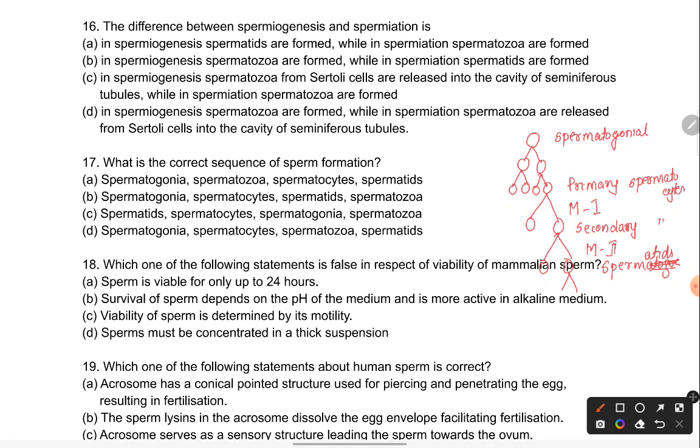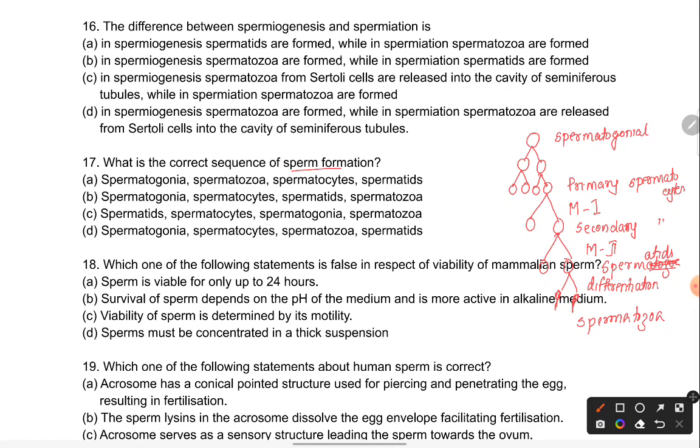Now after the formation of spermatids, the differentiation of spermatids will take place, so that they convert to spermatozoa. The head and tail will be developed. This process is called differentiation. After differentiation, spermatids are converted to spermatozoa. These are the different steps in spermatogenesis. Now see the options.